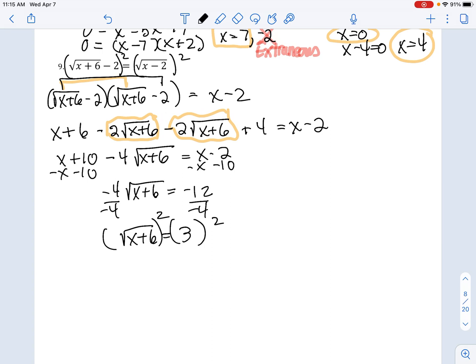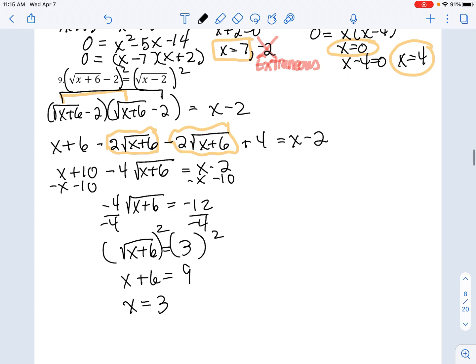Square both sides again. So this one is extra steps. We squared both sides and then we had to do it again. x plus 6 equals 9. x equals 3. All right, so we did all that work. Now let's go back and see if it makes the equation true.